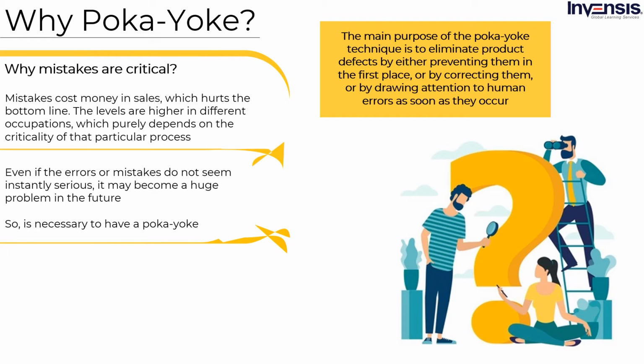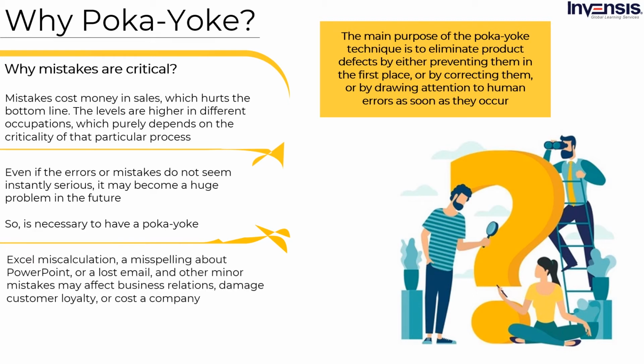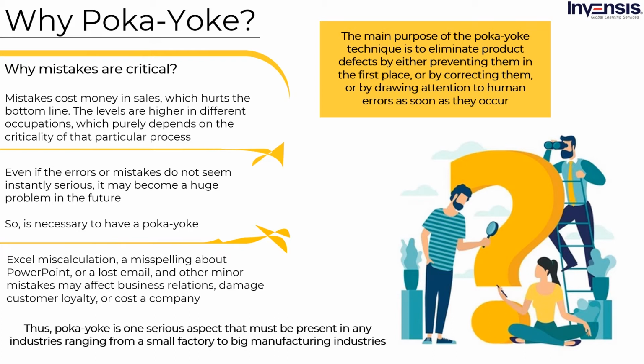As noted in the HBR post, nothing compromises honesty as much as a readily avoidable error. Just think about an Excel miscalculation, a misspelling in PowerPoint, or a lost email. Such minor mistakes may affect business relations, damage customer loyalty, or cost a company. Thus, Poka-Yoke is one serious aspect that must be present in any industry, ranging from a small factory to big manufacturing industries. After knowing the reasons why to choose Poka-Yoke, we shall see its advantages.